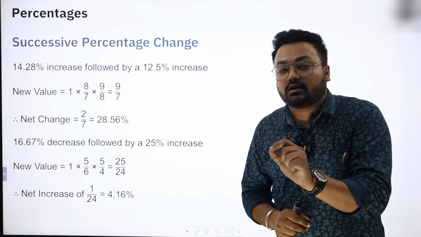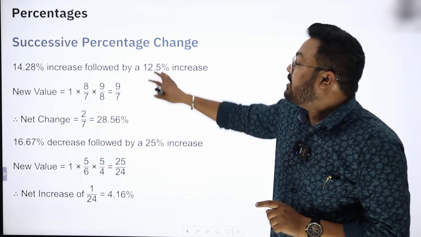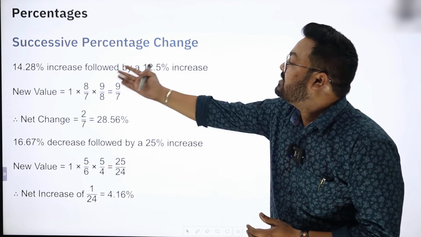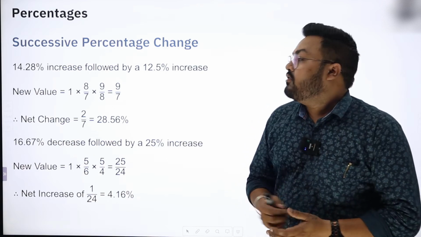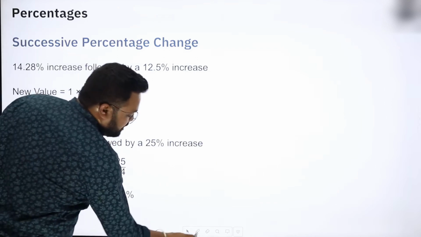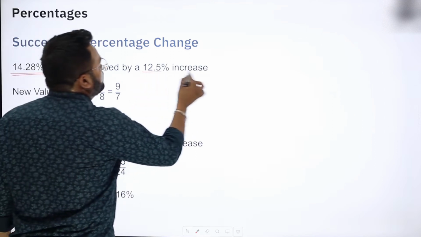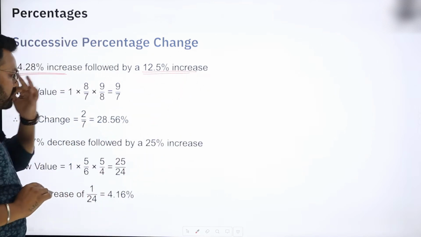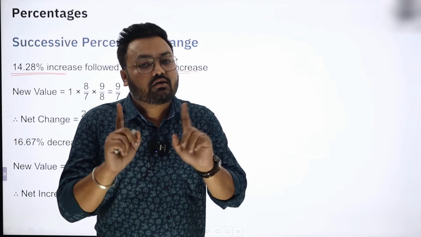But in the third term, where we are multiplying A and B, it will be a very tough task to multiply these kinds of numbers. So we will find some different method for these difficult percentages. For an example, this is my 14.28% and this is my 12.5%. So what we will do here, we will use a multiplying factor concept.